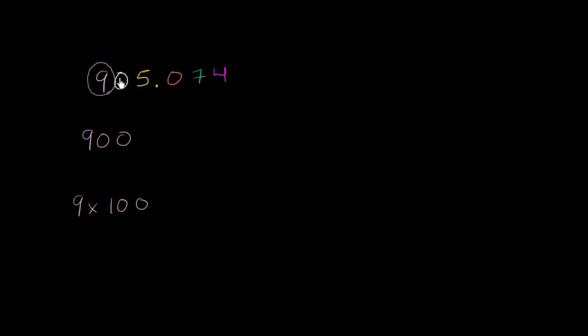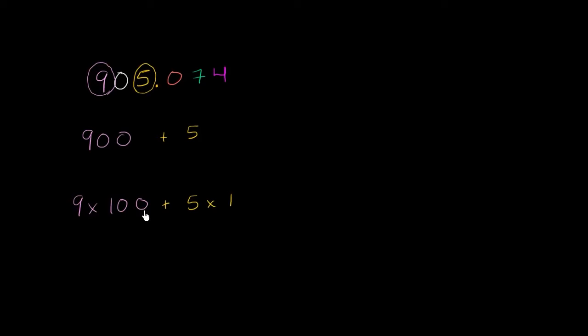Now this is 0. That's just going to represent 0 tens, but 0 tens is still just 0, so we don't have to really worry about that. It's not adding any value to our expression or to our number. Now we have this 5. This 5 is in the ones place. It literally represents 5 ones, or you could just say it represents 5. Now if we wanted to write it as 5 ones, we could say, well, that's going to be 5 times 1. So far we've represented 905: 900 plus 5, or 9 times 100 plus 5 times 1.